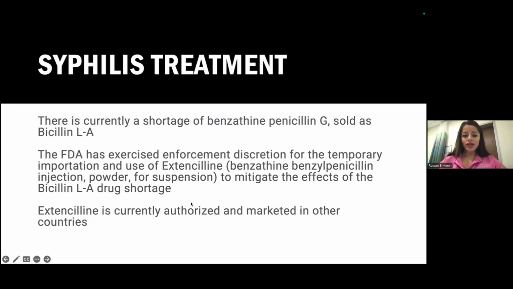Apparently, there's also a shortage. So the FDA is approving, maybe Dr. Farmer might know more about that, the use of another medication here that's been used elsewhere in the world.